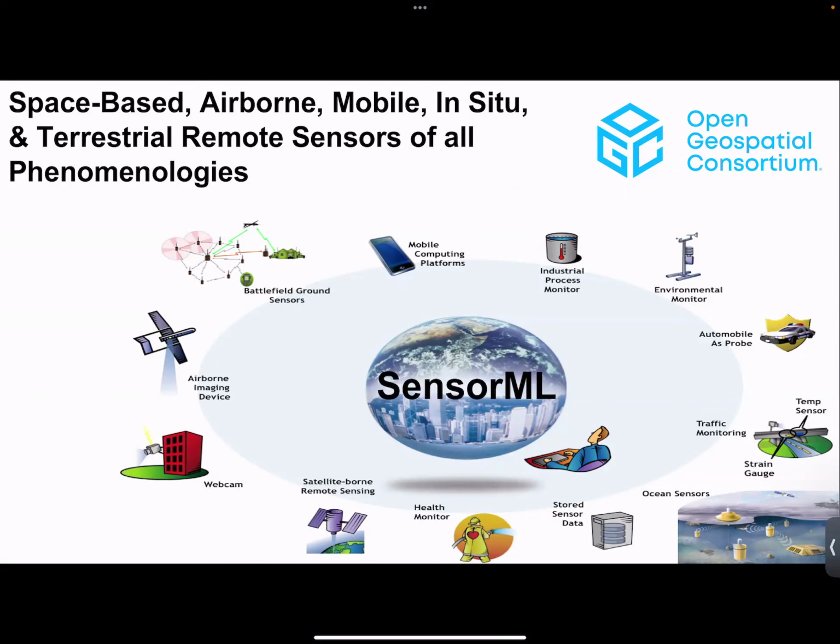And this is an old slide because back in 2004 or whatever, it was trying to communicate all the different kinds of sensing systems that should be connectable via the OGC Sensor Web Enablement architecture: space-based, airborne, mobile, in situ, and terrestrial remote sensors of all phenomenologies. The vantage point of the sensing matters geographically, right? If it's in space, it's on some orbital plane, a bunch of astrophysics governs all that, and the look angle and the frustum and the phenomenology matter.